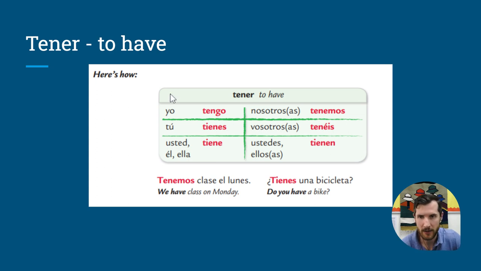So in a sample sentence, tenemos clase el lunes, we have class on Monday. Tienes una bicicleta, do you have a bike? Notice very quickly there, when you ask a question in Spanish, you don't have to add extra words like you do in English, these auxiliary verbs. You don't have to add the word do. You basically just say, you have a bike? And it becomes a question, but more on that later.